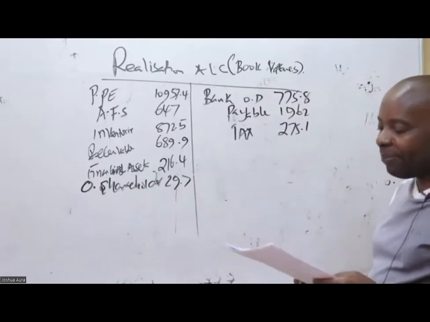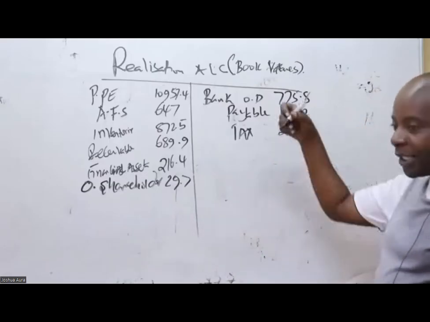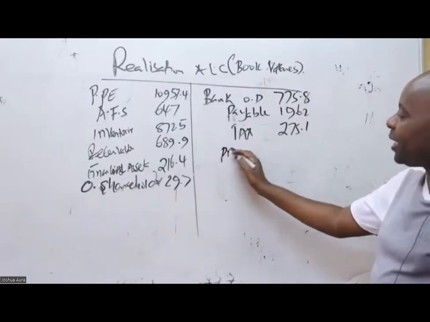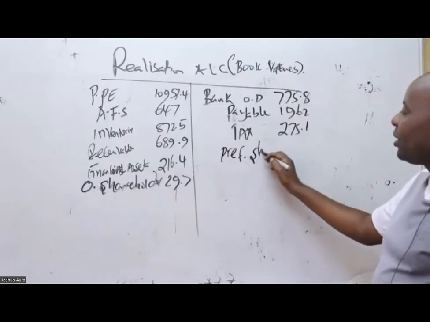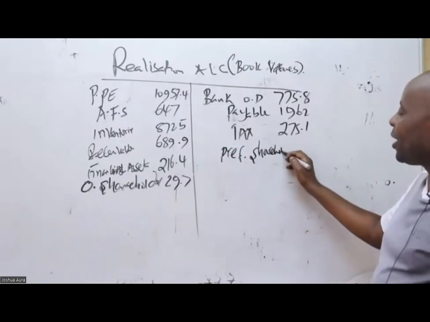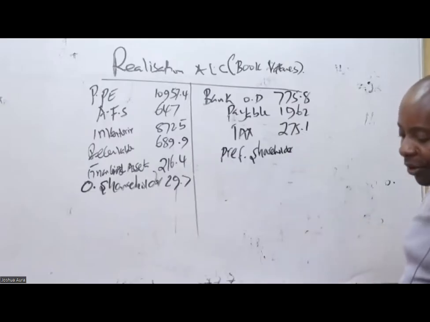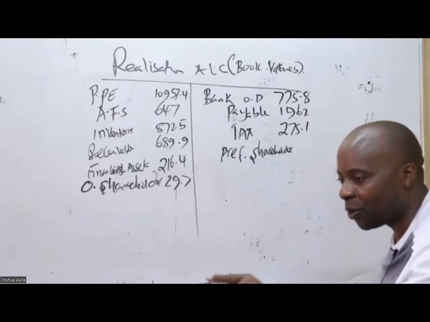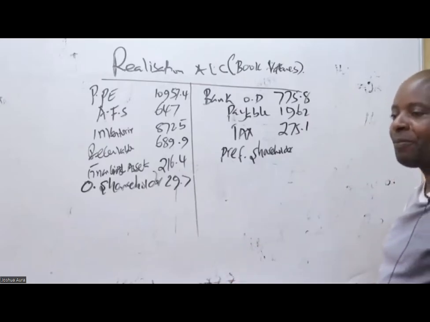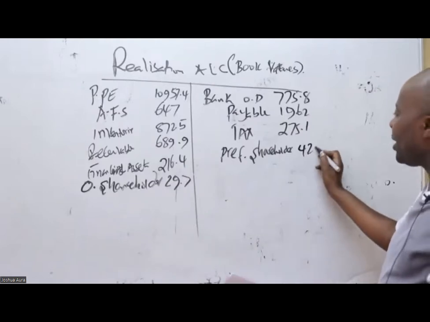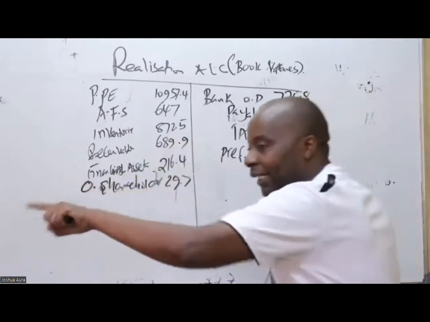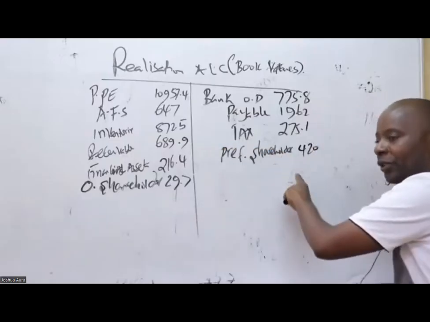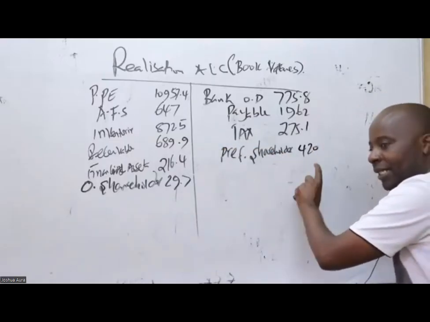How about preference shareholders? It was debit on that account, 420. Here I'm realizing it on the credit. Preference shareholders, I'm realizing it on the credit.